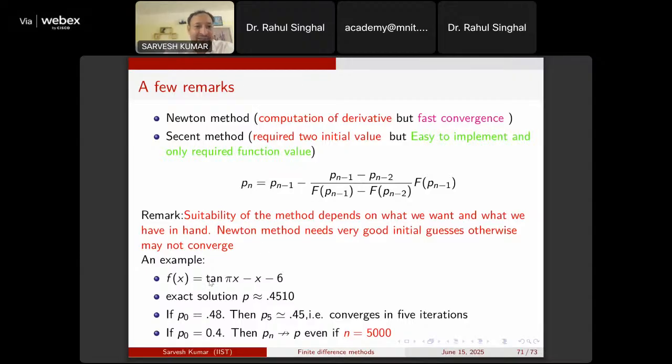For example, here is an example. If I take this function f(x) = 10 pi x minus 6, I want to find the root of this, right? I know the exact root is 0.45. If I take p naught, which is very close to p, 0.48, then p5 will converge, p5 will be 0.5. After 5 iterations, we actually get the solution. But if I just take p naught as 0.4, that's a small difference, you would say it is close to p, but even after 5,000 iterations, it won't converge to p.